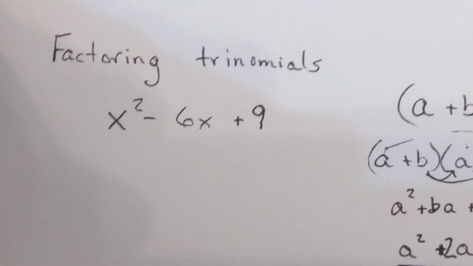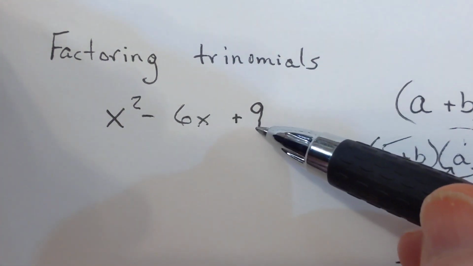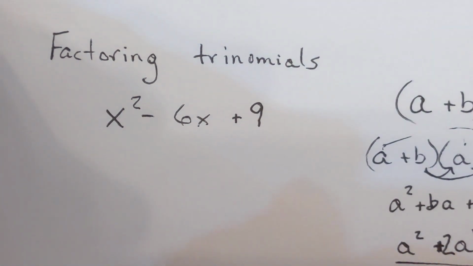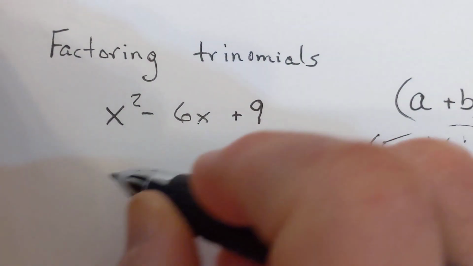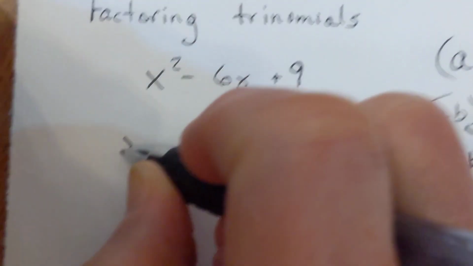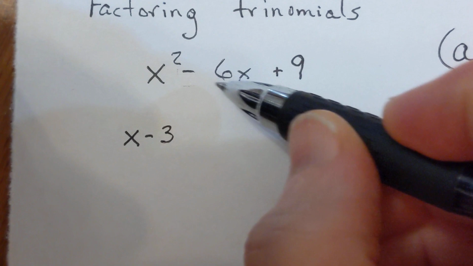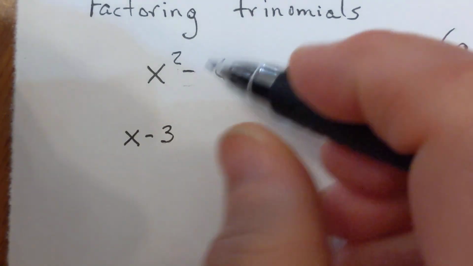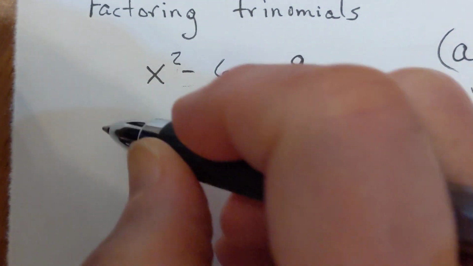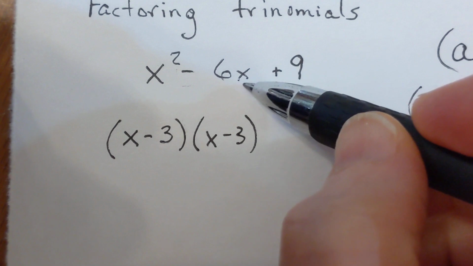So when I look at a trinomial, I look to see, are the first and third terms squares? In this case, they both are. x squared is x quantity squared, and 9 is 3 squared. So I'm going to look to see if this is a perfect square trinomial. This middle term, my linear term, is negative, so I'm going to look to see if x minus 3, the square root of the first term, minus, because the middle term is negative, and 3, because 9 is 3 squared, is the factorization of x squared minus 6x plus 9.